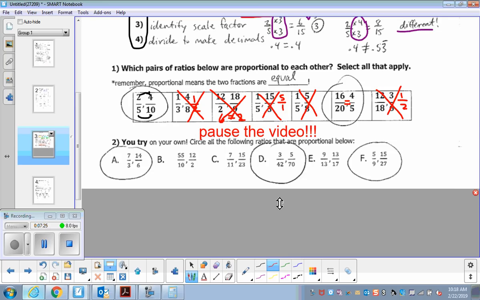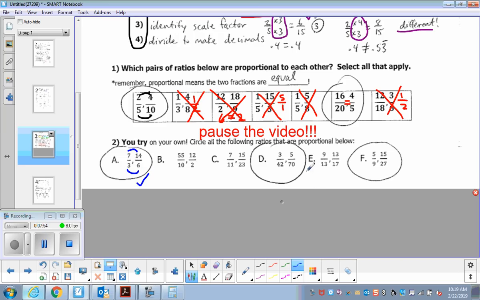All right, let's take a look and see how you did. The ones that would be proportional are going to be A, D, and F. It's up to you. You could have cross-multiplied and verified. You could have reduced both fractions. You could have identified a scale factor, or you could have made them all decimals. For A, I easily see a scale factor times 2 and times 2. So since it's the same scale factor, boom, I know it's proportional.